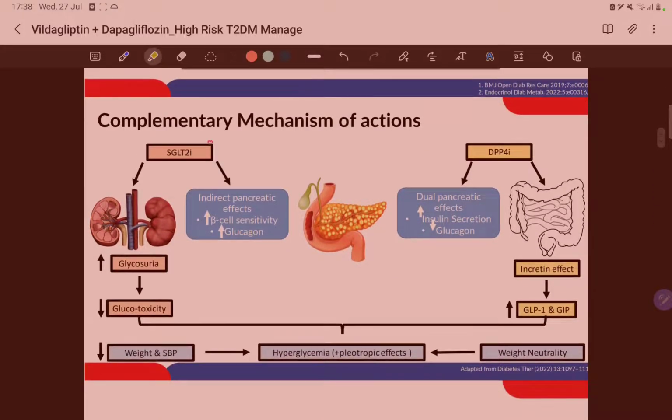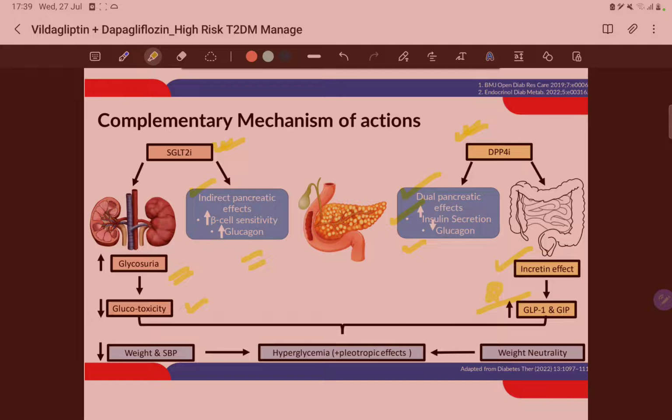Okay, so we are going to discuss two classes of drugs, right? SGLT2 inhibitors and DPP4 inhibitors. SGLT2 inhibitors have an indirect pancreatic effect. It increases beta cell sensitivity and increases glucagon. It increases glycosuria, so it decreases glucotoxicity. DPP4 inhibitors have dual pancreatic effects: they increase insulin secretion and decrease glucagon. As you can see, they have this incretin effect, which increases GLP-1 and GIP.